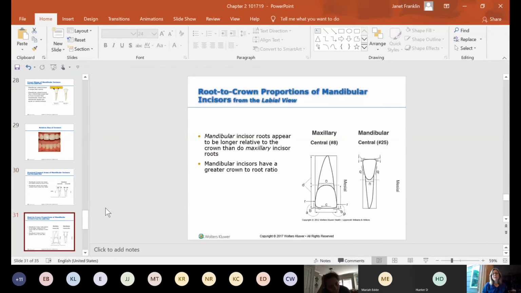The root to crown proportions of the mandibular incisors. The mandibular incisor roots appear to be longer relative to the crown than the maxillary incisor roots. So if you look at this picture, this is right out of the textbook too. On the left side, the maxillary central, the crown to root ratio is closer than on the mandibular, where the root seems a lot longer than its own crown.